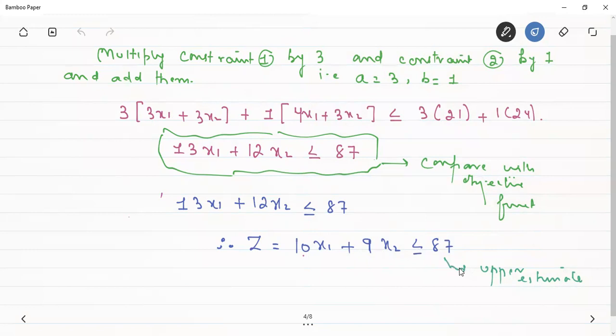Obviously, this 13x1 plus 12x2 is less or equal to 87. My objective function is 10x1 plus 9x2. That definitely won't be 87, because 13x1 plus 12x2 will have the maximum value of 87, but z cannot have the maximum value of 87, because z is less than 13x1 plus 12x2. Therefore, definitely my upper estimate will be lower. So to find it, I have to minimize this z.